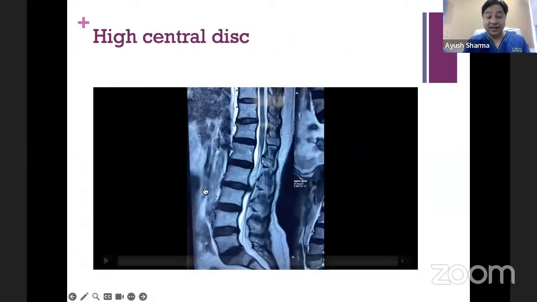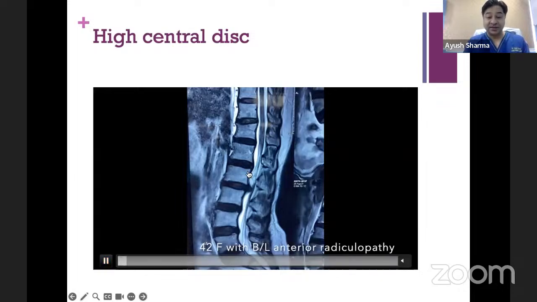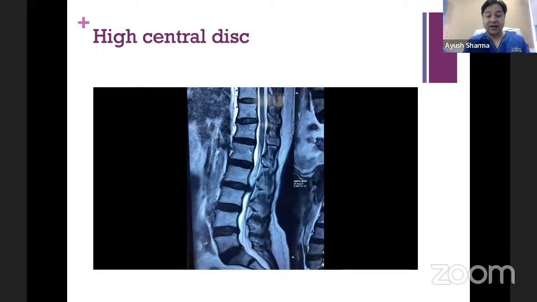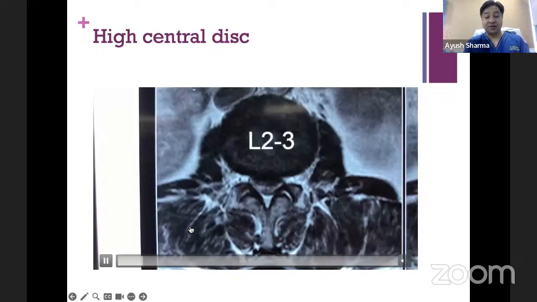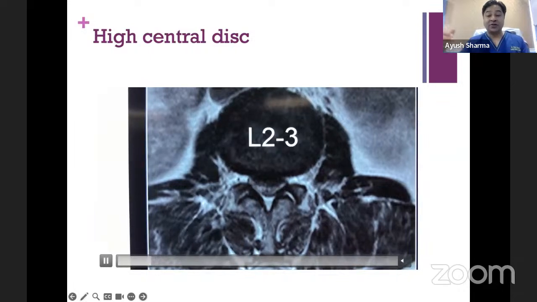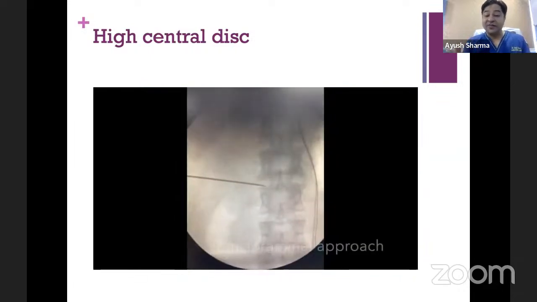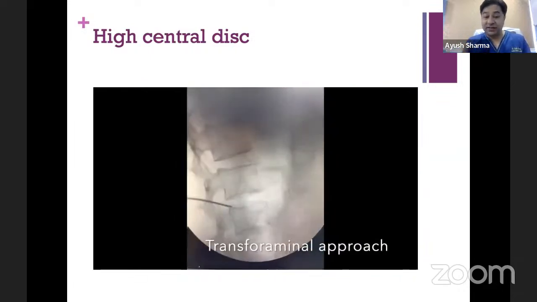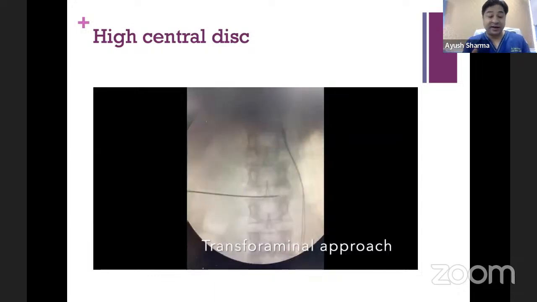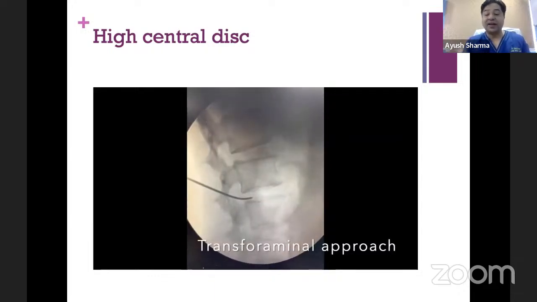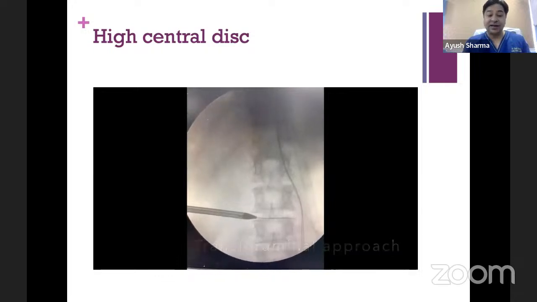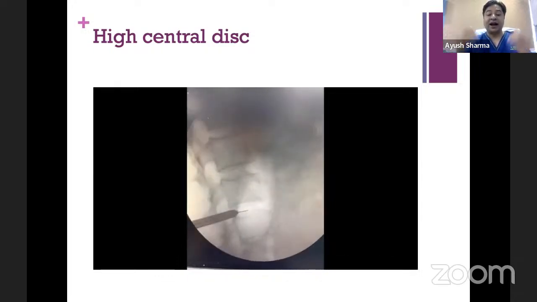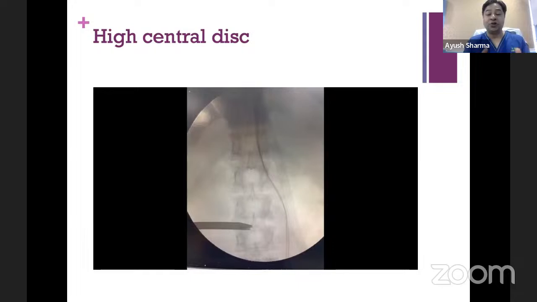Again, something like this is where I prefer a transforaminal approach, a high central disc, which this case was, I think, L1-L2, sorry, L2-3. Because of the anatomy itself, it is very, very difficult to do anything for these cases. If you want to do interlaminar, it is equally difficult. A transforaminal approach, if you can do it, is one of the best ways, because the anatomy helps you get the job done.